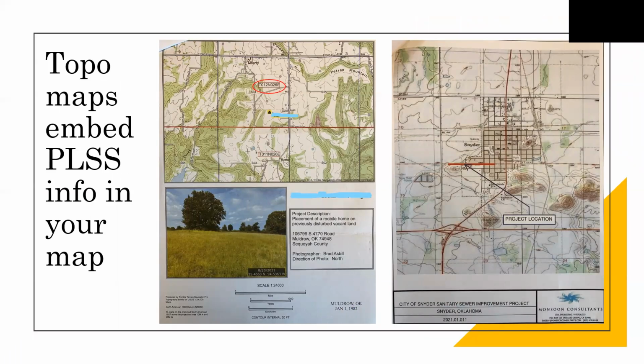These project location maps use a topographic base map. Using a topo map helps because it embeds Public Land Survey System data into your map.